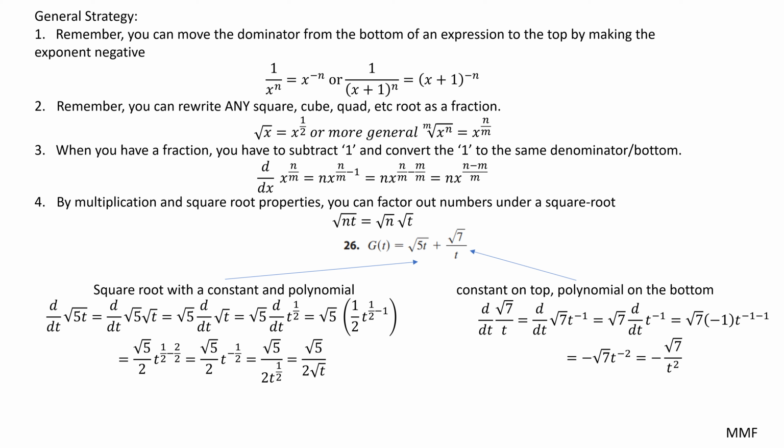Now, because it's a negative power, you could move that power to the bottom, and you would end up with root 5 over 2 times t to the 1/2. And because it's a t to the 1/2, you could reverse that and change it into a square root. Now you throw everything together, and g prime of t, or the derivative of g with respect to t, is root 5 over 2 square root t minus root 7 over t squared.